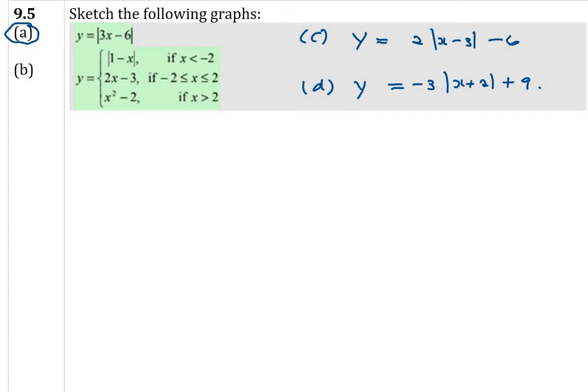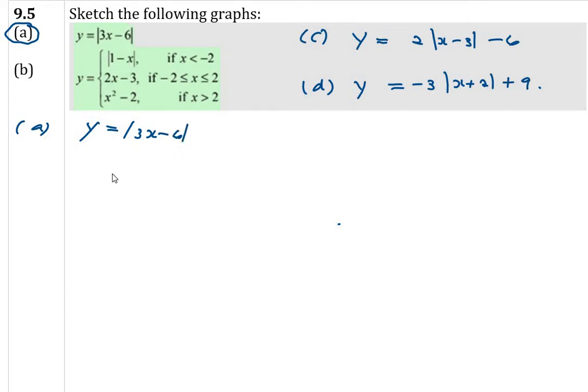Matd1534, 9.5 in Unit 9 on the absolute values, and we're busy sketching the graphs. So we are going to do A. So A is the absolute value of 3x minus 6. 3x minus 6.